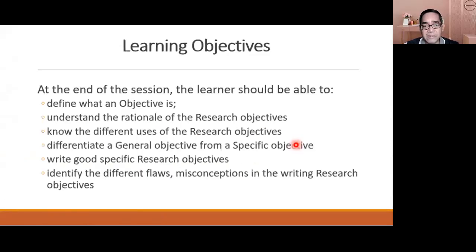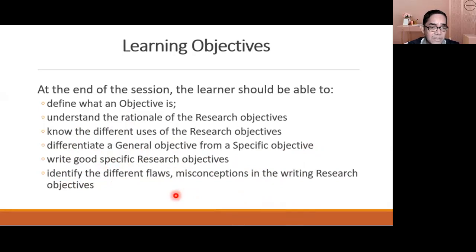And these are the learning objectives for today, that at the end, you will be able to define what an objective is, understand the rationale of the research objectives, know the different uses of research objectives, differentiate a general objective from a specific objective, write good specific research objectives, and identify the flaws, misconceptions in writing the research objectives.